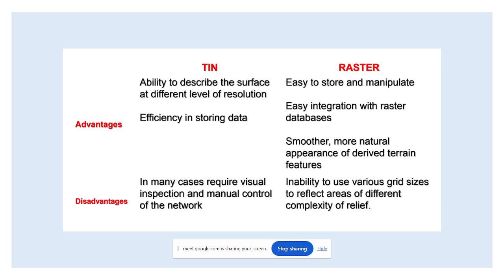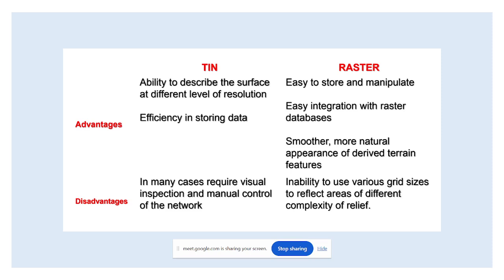But when compared to that, raster is easy to store and easy to manipulate, like the images that you have on your phone, so that is easier to handle compared to the TIN data. And there is easy integration with the raster databases, and a smoother, more natural appearance of derived terrain features.